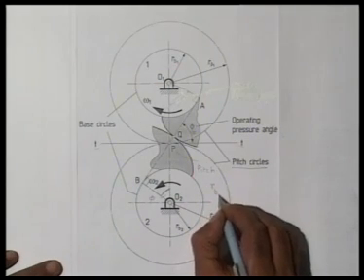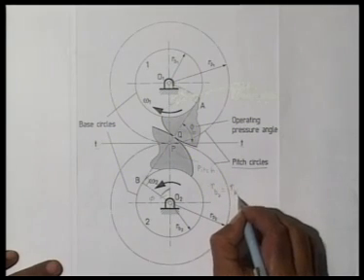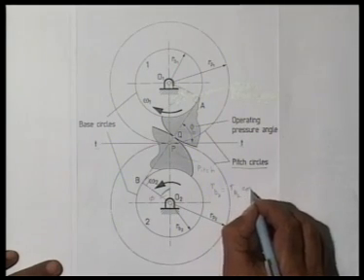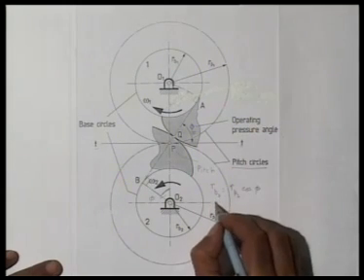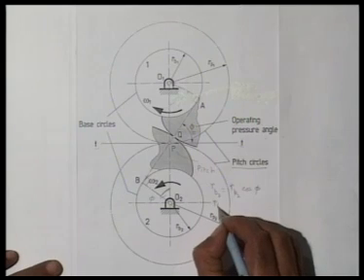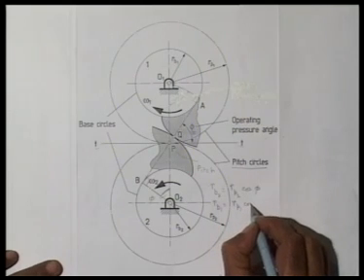RB2 is RP2 cosine phi, where phi is called the operating pressure angle, and RB1 is RP1 cosine phi.